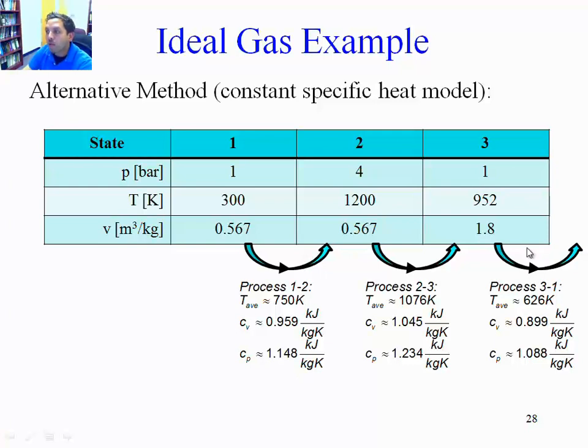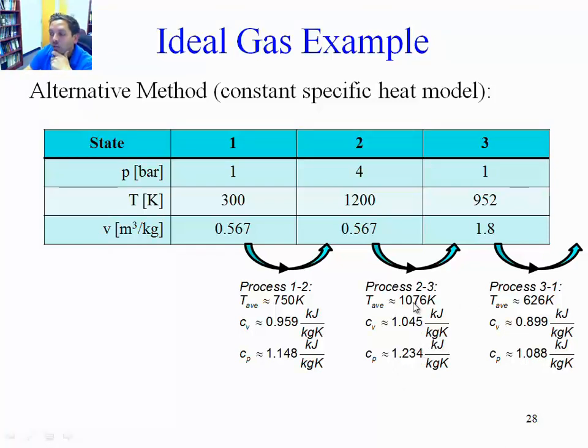Now let's go from 2 to 3. From 2 to 3, we have a temperature of 1200 and 952. The average is probably about 1070 Kelvin. Just about that. We don't have to be very precise when going to this table because this is a big approximation. We're making big assumptions by saying that the Cv is a constant. So might as well not be very precise when calculating average temperature and when looking up the table.